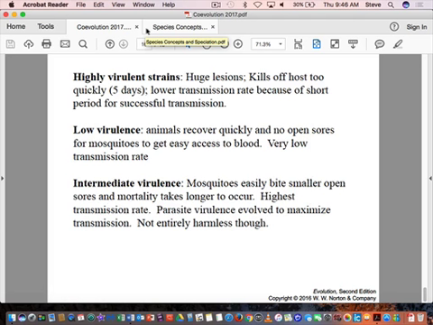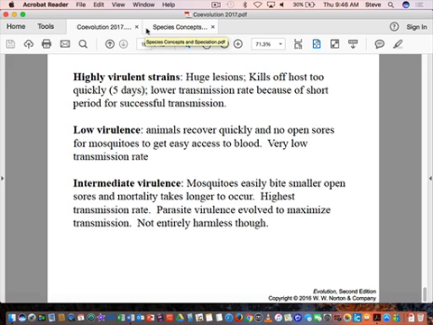Low virulence is where the animals recover quickly, right? And they actually have no open sores. Remember, rabbits have hair, right? What do mosquitoes like? They probably want access to skin, okay? And so they have no open sores for mosquitoes to get easy access to blood. So not only do they have really low densities of viral particles in the blood system, they don't produce any open sores. So it turns out this vector, there's very little transmission from an infected rabbit with a low virulence strain to uninfected individuals. So there's a really low transmission rate. So both of these were selected against.